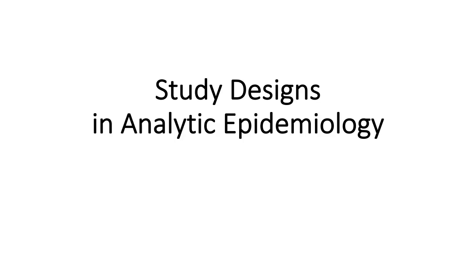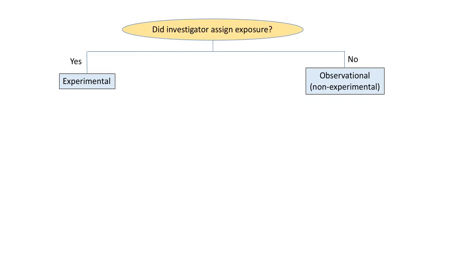Here's a framework for thinking about 6 of the most common study designs used in analytic epidemiology. The 6 designs fall into 2 main categories: experimental and observational or non-experimental. The one question that you can use to distinguish the 2 categories is this: did the investigator assign the exposure?